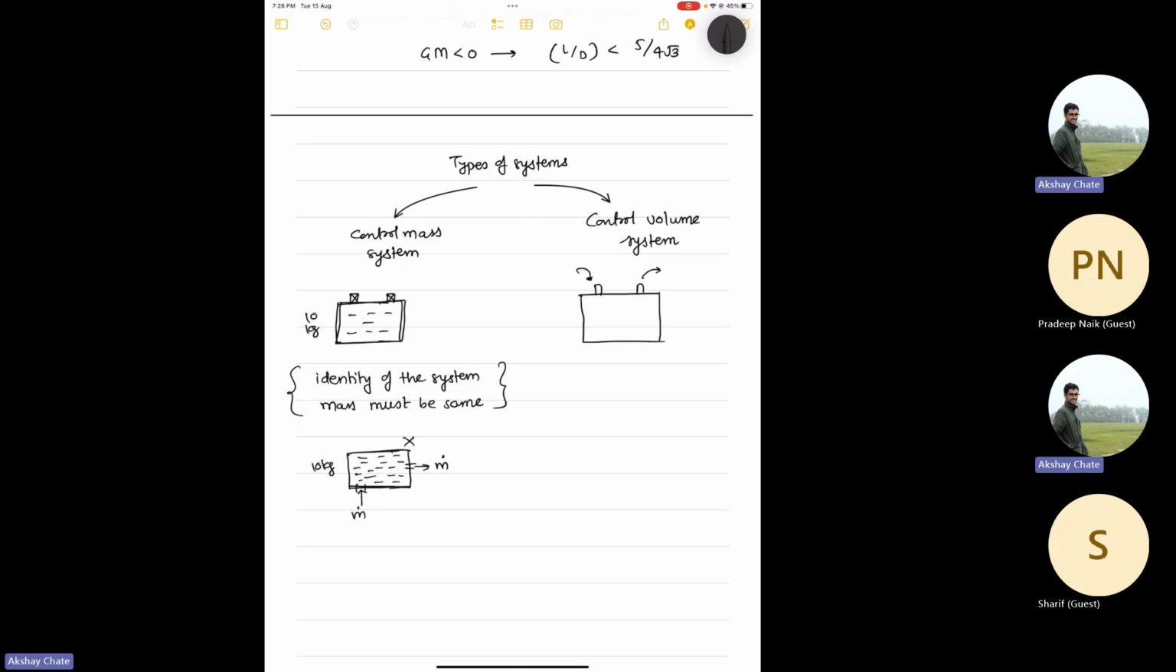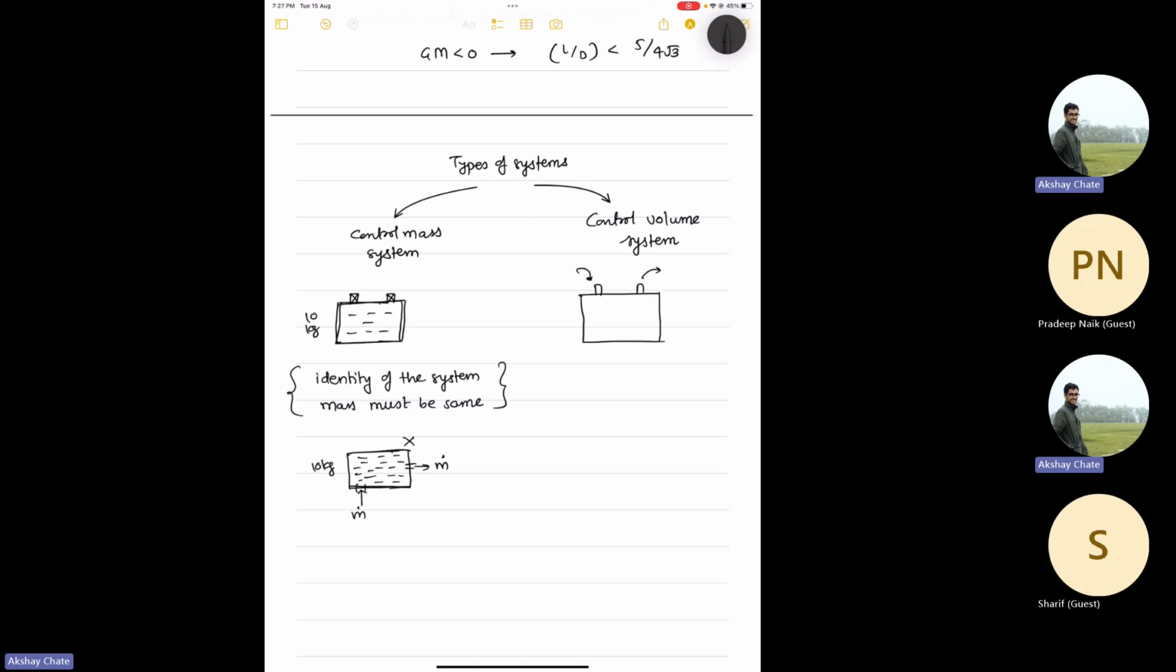So you have two water tanks. Both of them have a total mass of 10 kg. But in the tank that is shown at the top, there is no inlet or outlet. So whatever mass of water is there, the same mass of water will remain. You can heat it, you can cool it, you can transport it somewhere, but the molecules that are inside the tank will be the same. So their identity is the same.